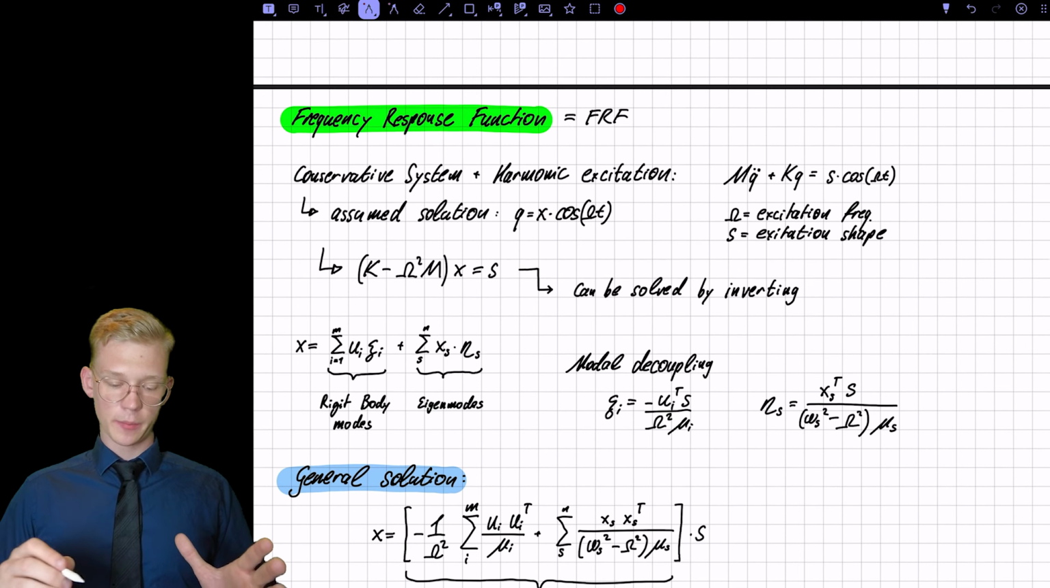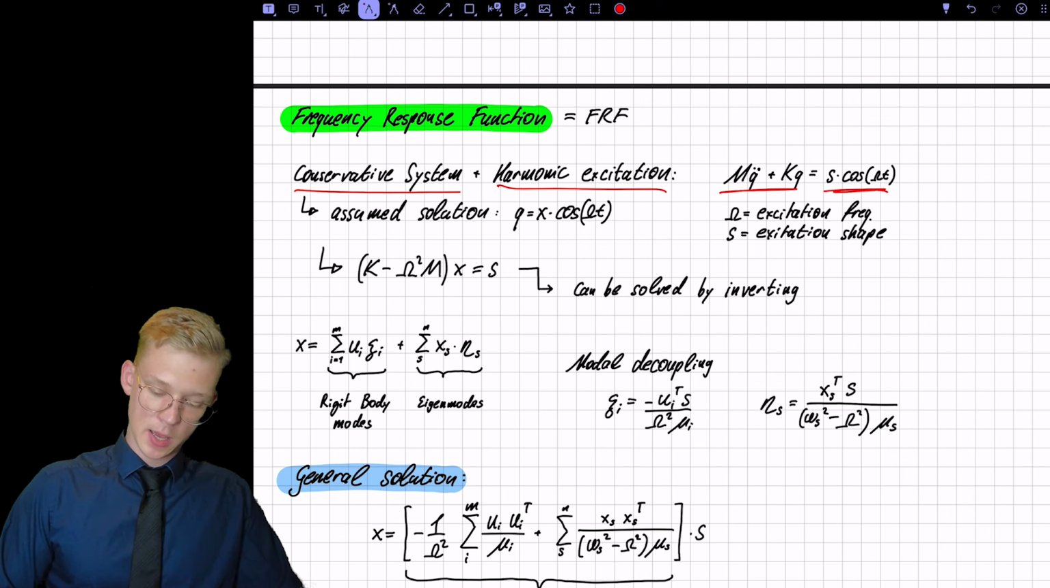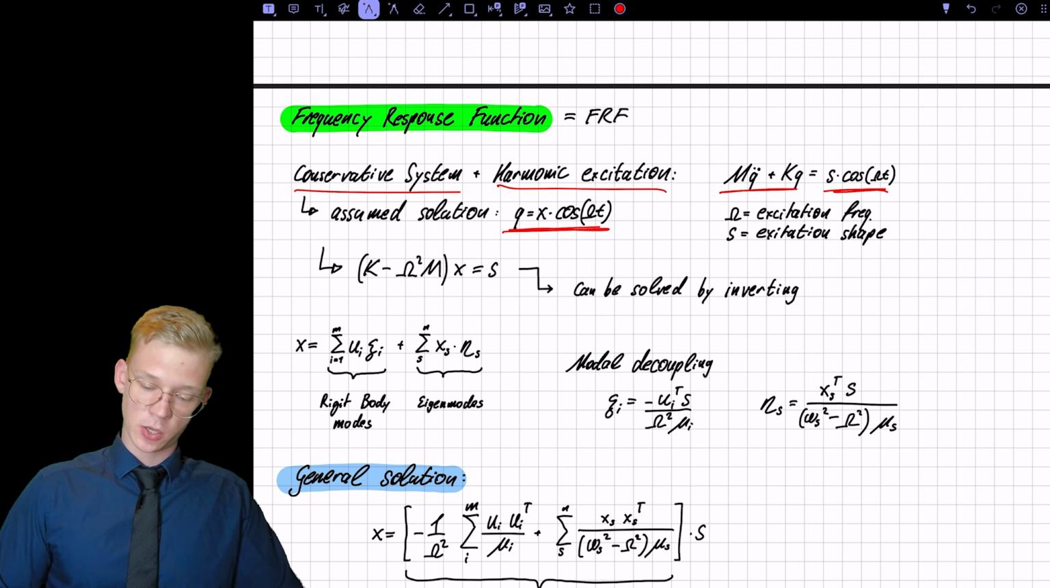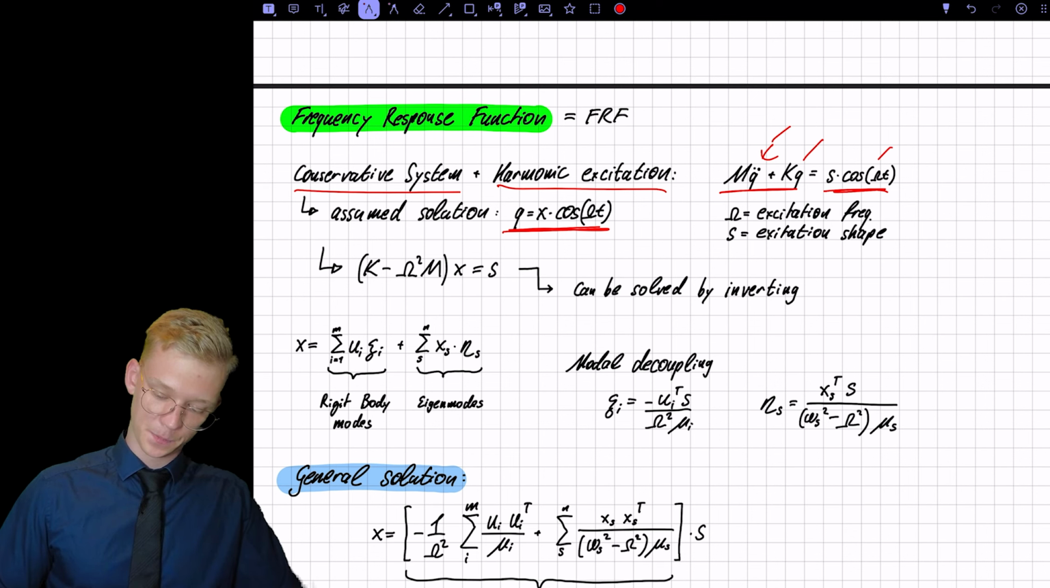Now let's talk briefly about the frequency response function. So we have a conservative system and a harmonic excitation. This is our conservative system, no damping, and we have a harmonic excitation. The assumed solution is again the cosine, because if we derive it twice, we will get a cosine, and we have a cosine here, here, and here, and we will be able to solve that system.